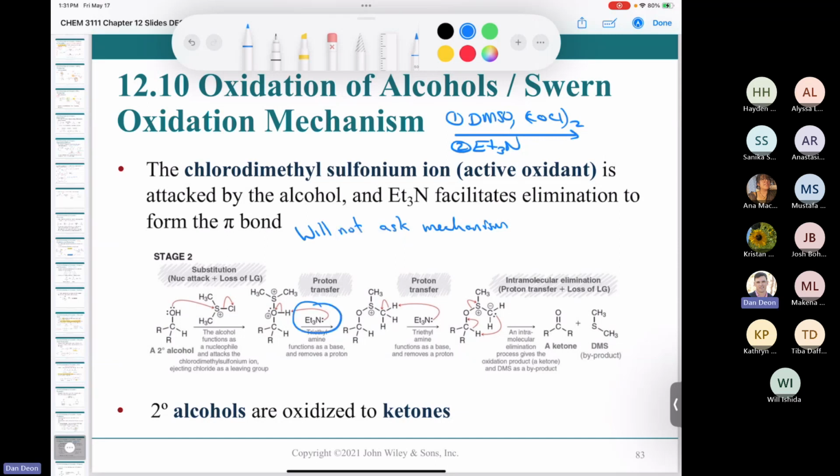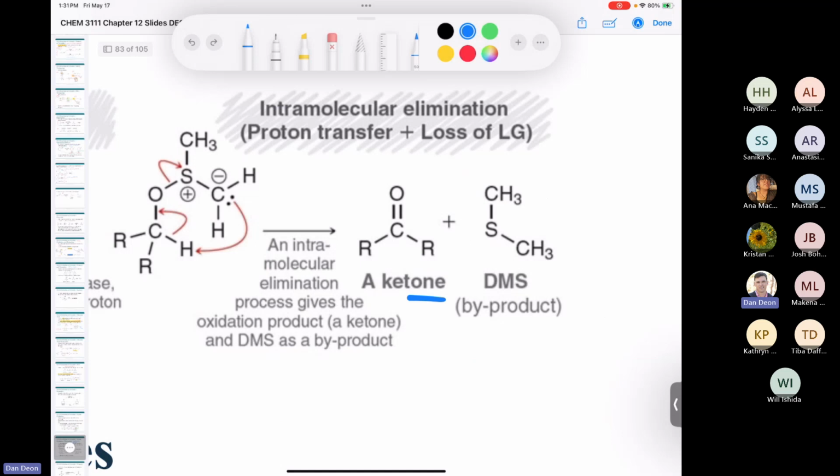Right here in the mechanism. However, one more thing is that it also liberates, so you end up with your oxidized compound, might be a ketone, might be an aldehyde, but you also end up with dimethyl sulfide. So DMS, this stands for dimethyl sulfide, and this compound is very stinky.